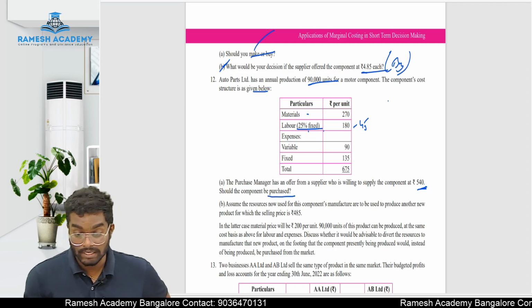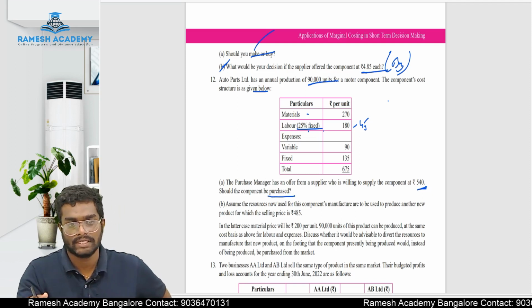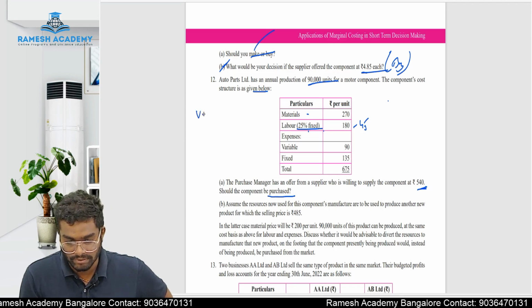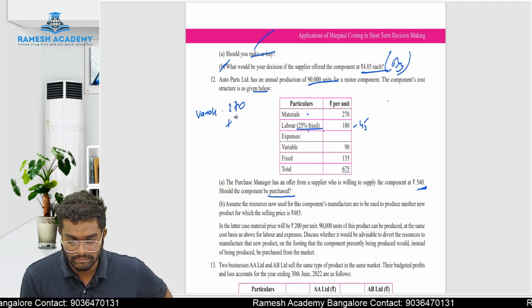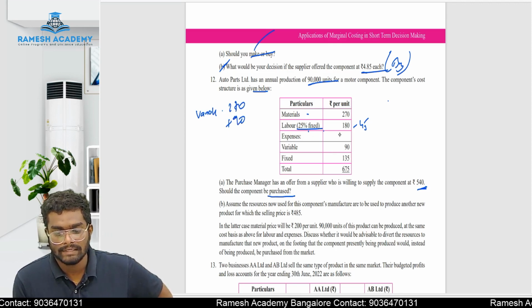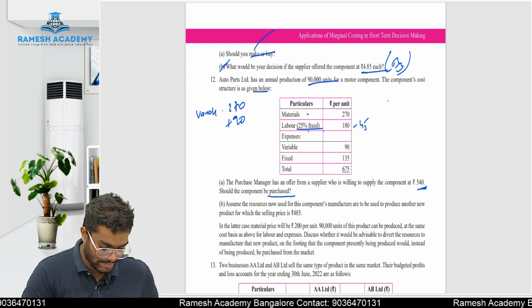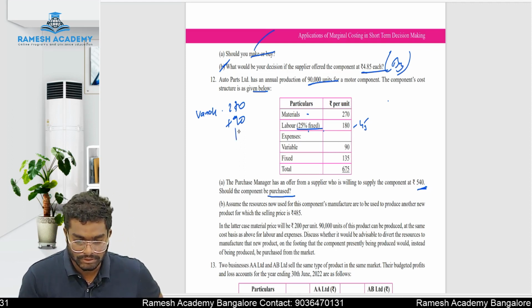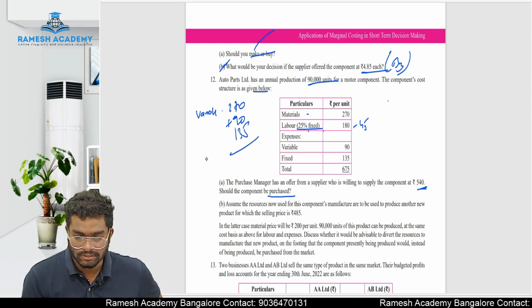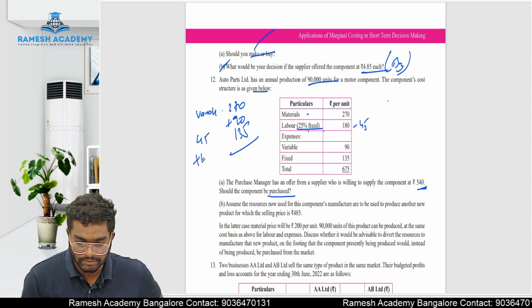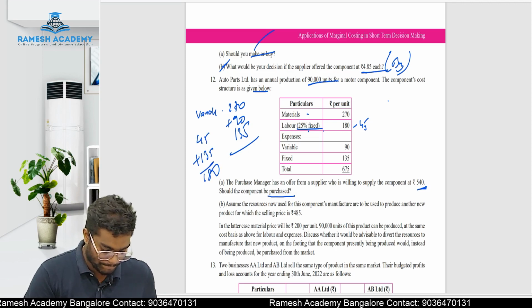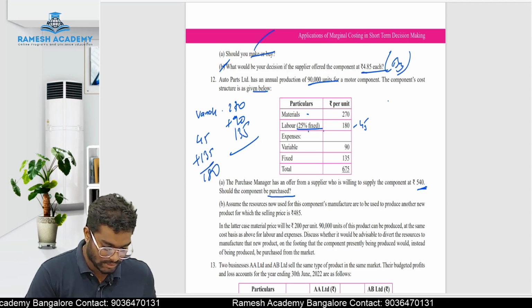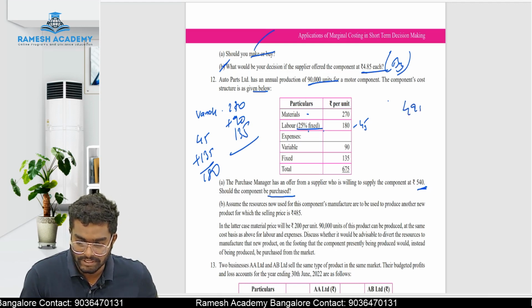First I will break down this 675 into fixed and variable, then we will analyze. For variable, I will add only the variable cost. 270 plus 90, and from the 180 I will deduct 45. So 180 minus 45 is 135. So this is my variable cost, and my fixed cost is 45 plus 135, which is 180. So from 675, 270 plus 90 plus 135, 495 is my variable cost and 180 is my fixed cost.